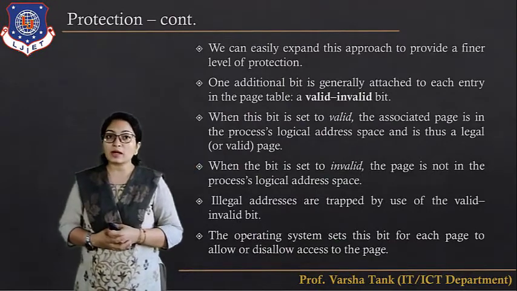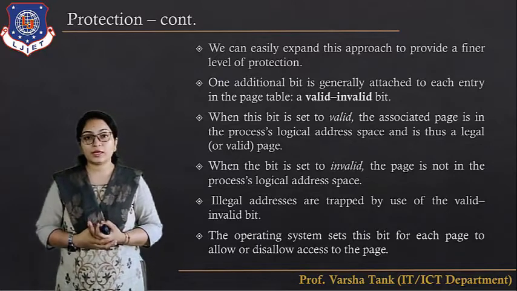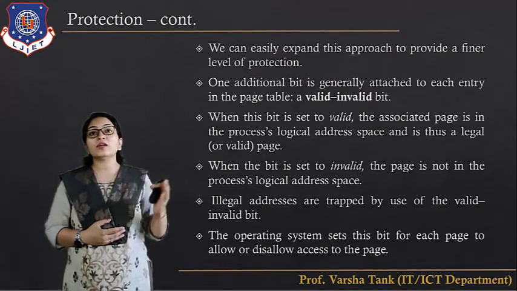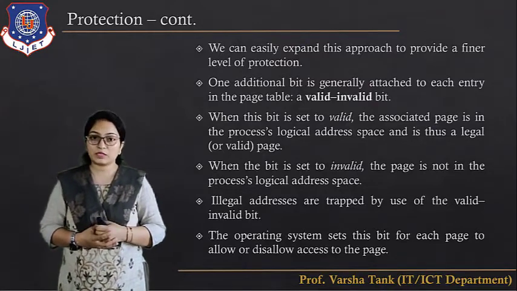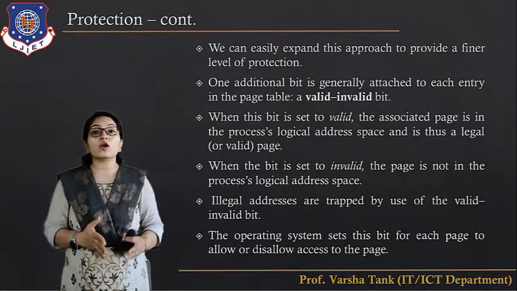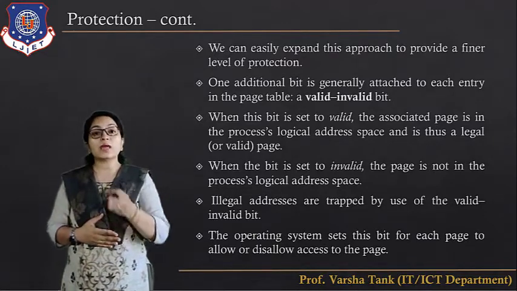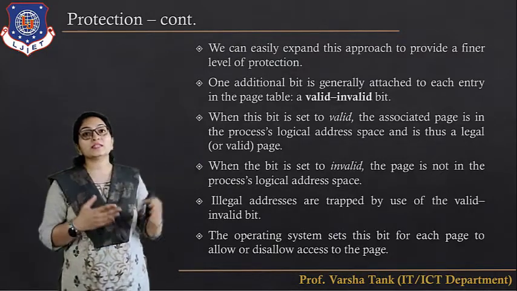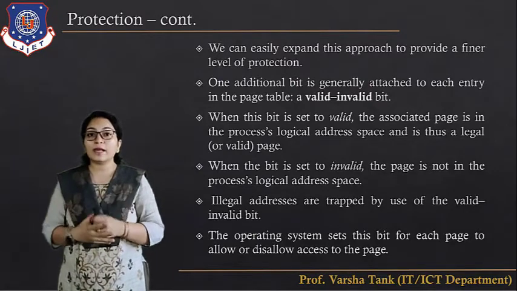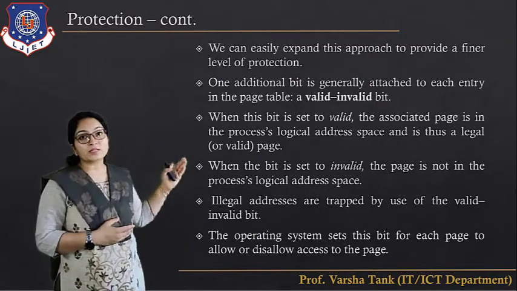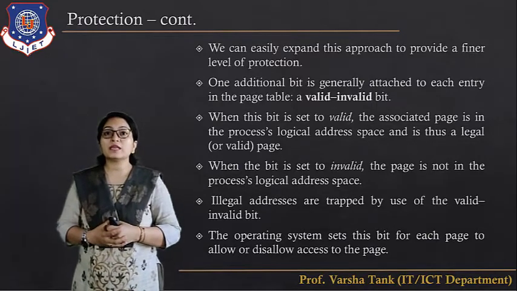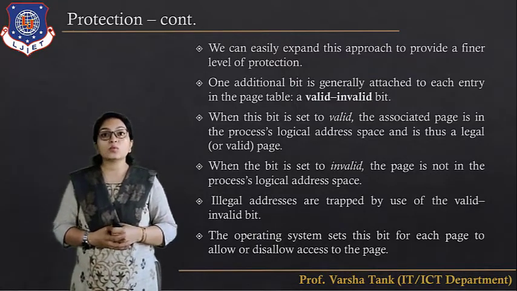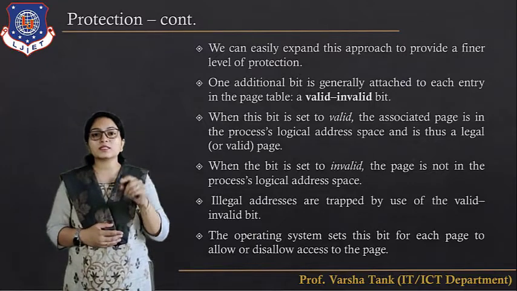Now we can easily expand this approach to provide a finer level of protection. How are we able to define this protection? One additional bit is generally attached to each and every entry of the page table. So in the page table we add one column which defines whether that particular page is valid or invalid. This additional bit is known as the valid or invalid bit. When this bit is set to valid, the associated page is in the process's logical address space and is thus a legal page.